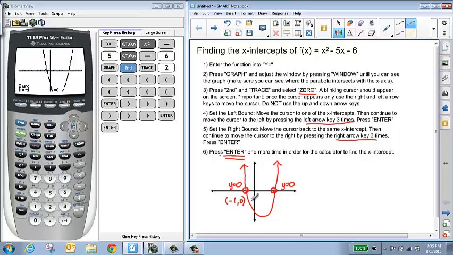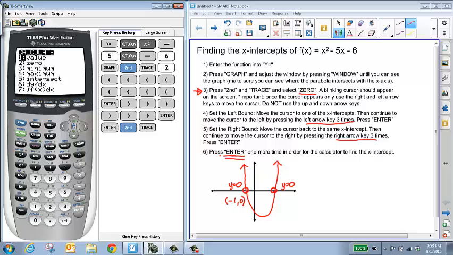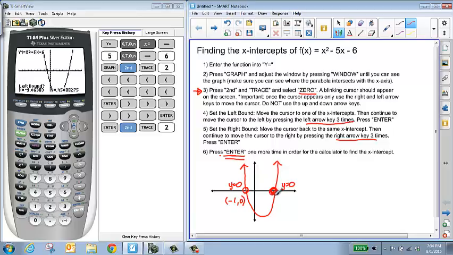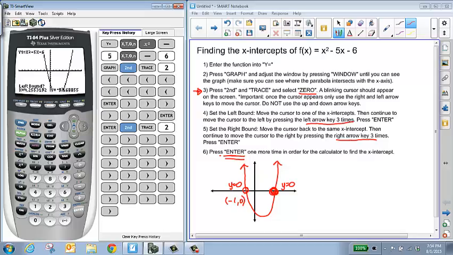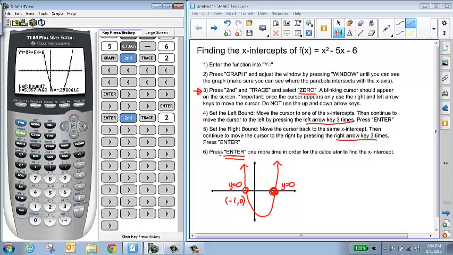Now we have to repeat this entire process to find the location of the other x-intercept. Since we already have our function in our graphing calculator, we do not have to retype it in. We don't need to regraph because it's already there on the screen for us. So we're actually going to start with step 3. We're going to hit second and trace again. We're going to select 0 once more because we are trying to find that other x-intercept. But now, since we're trying to find the one on the right side, we need to move our cursor over to that x-intercept like so.